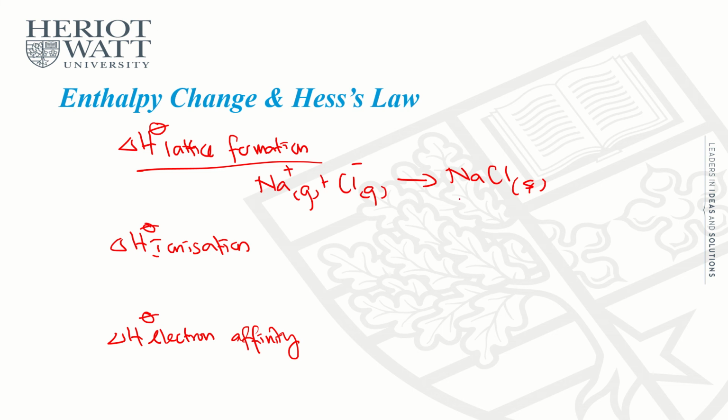Maybe I'll give you another example. Let's say I want to form the lattice formation of magnesium oxide. Again, it's a solid, right? So what will be the things here? 1 mole of ionic compound formed from its gaseous ions. So what are the gaseous ions here? Mg2+ gas plus O2- gas. So make sure it is gaseous ions. Combine them, you get 1 mole of ionic solid. So this is lattice formation.